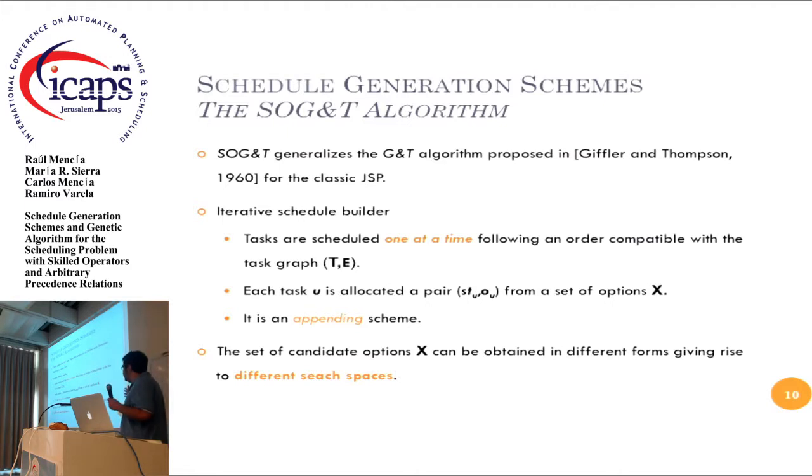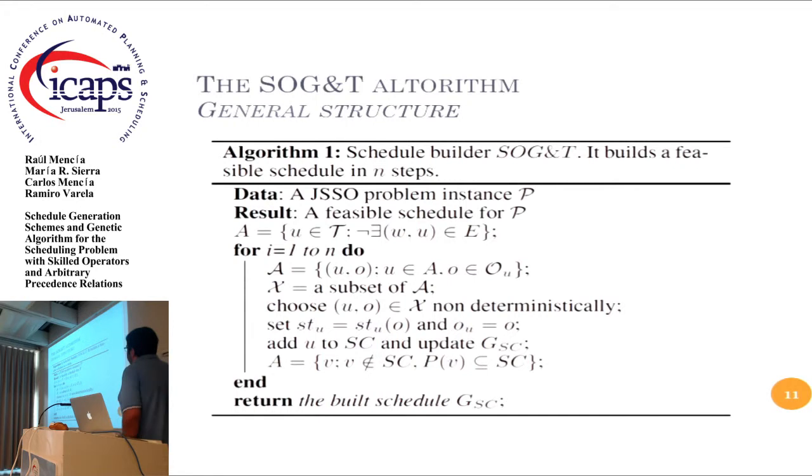of options X. This set of options X can be obtained in different forms, and they give rise to different search spaces. I'll talk a little later about how we create this set of options X. This is the general structure of the algorithm.